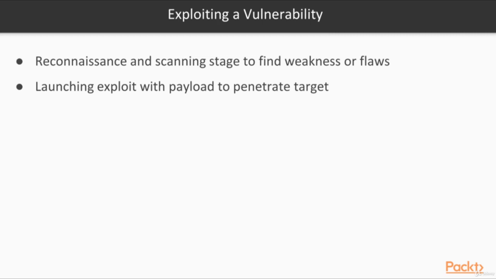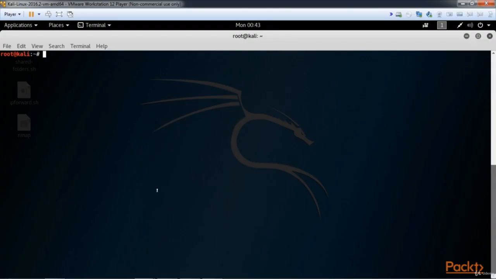If you haven't already, start your virtual machines for Metasploitable 2 and Kali Linux. Once you're in Kali Linux, we're going to go ahead and start Metasploit. First, we need to start the database. Then we're going to type msfconsole to start Metasploit.